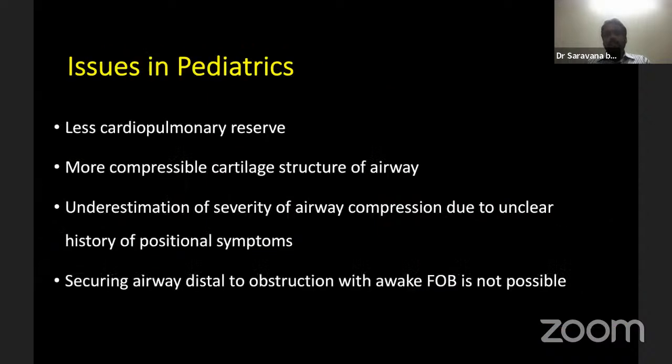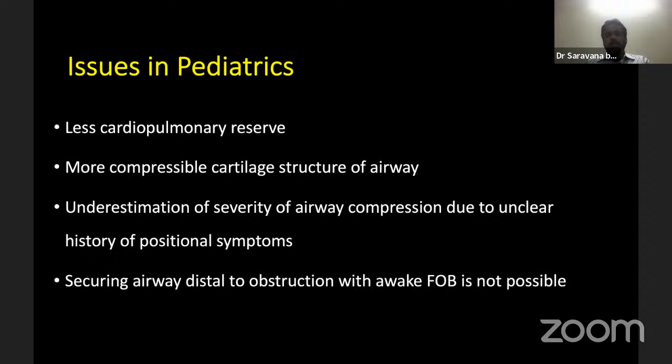Coming to the pediatric patients, as we already told, the intermediate group must never occur in pediatric patients. The issue in pediatric patients is that although they have compressive effects, they have very little cardiopulmonary reserve. They have more compressible cardiac structures of the airway. Even a small amount may cause a significant airway obstruction in pediatric patients. And there is underestimation of the severity of airway compression due to unclear history of positional symptoms.